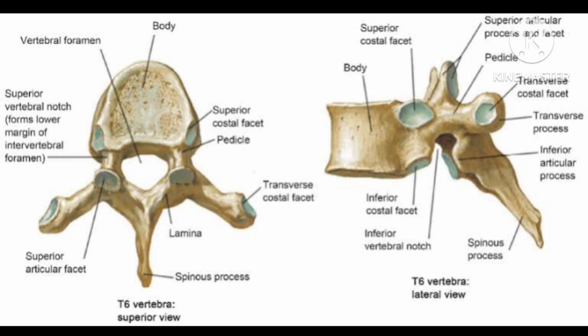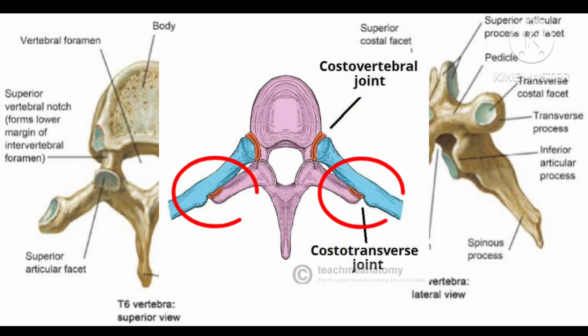Transverse process. Transverse processes are club shaped, directed laterally and backwards. They present facets for the tubercle of the rib.